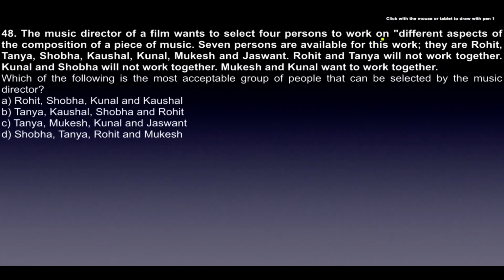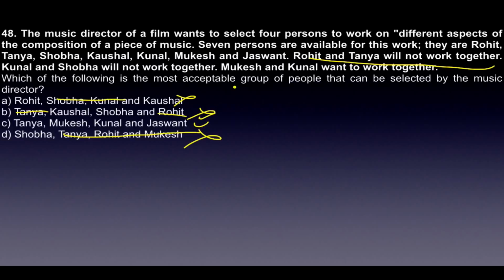Okay, it is nonsense, so just focus on this. There are 7 of them. Rohit, Tanya, Shobha, Kaushal. Okay, Rohit and Tanya will not work together, so eliminate all these options. I can see Tanya and Rohit here. So only A or C remains. Kunal and Shobha will not work together. So Kunal and Shobha gone. So answer is C. You don't need to do anything whatsoever.